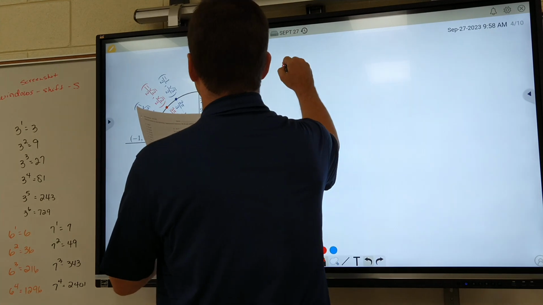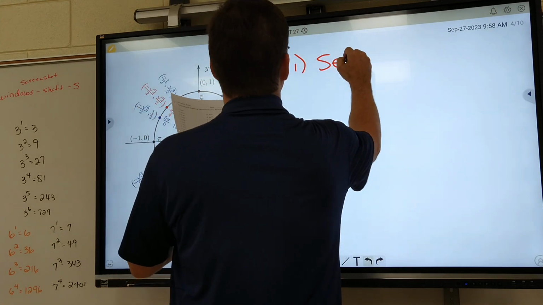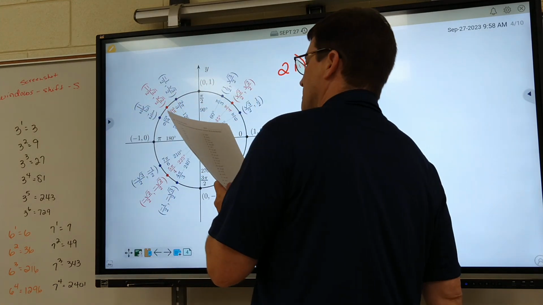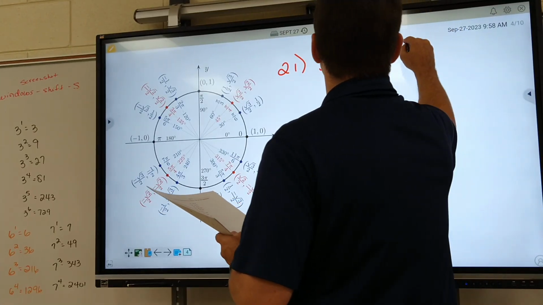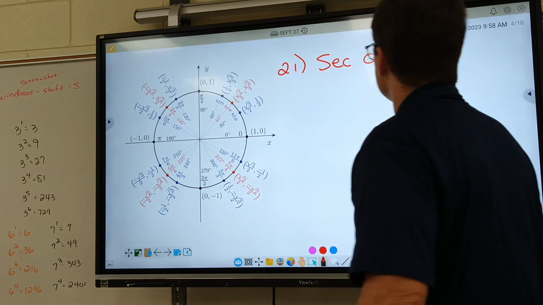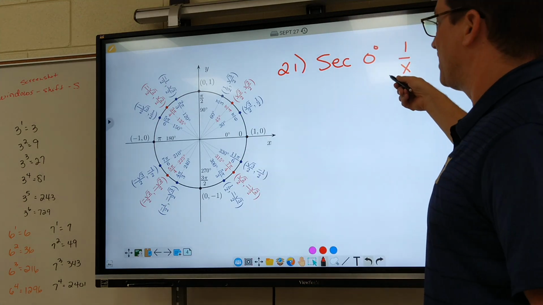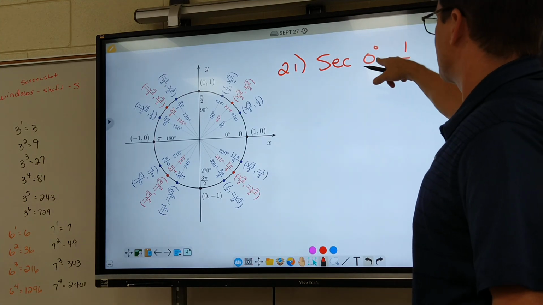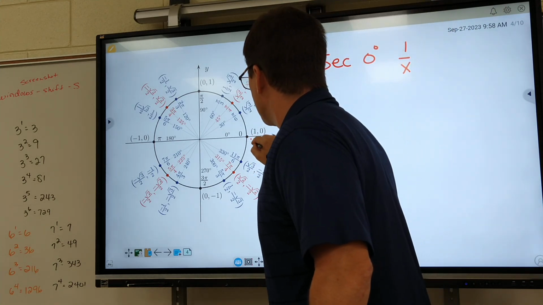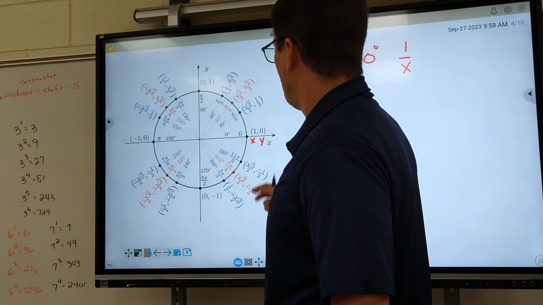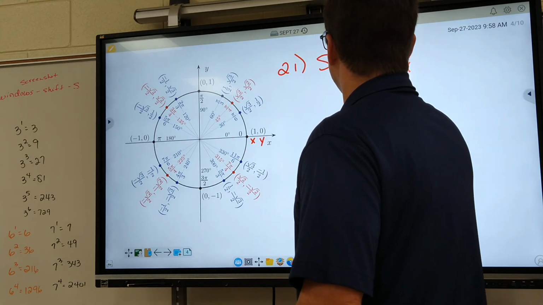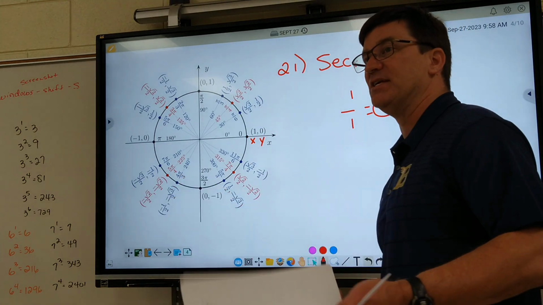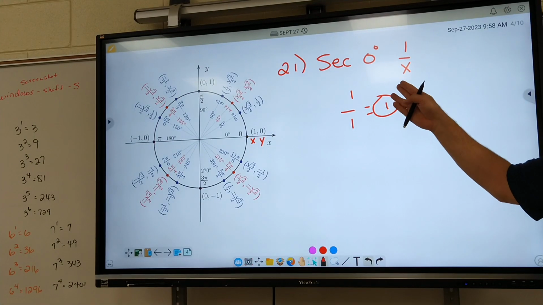Number 21 says secant of 0 degrees. All right, Samari, what's our new formula for secant? 1 over x. Very good. 1 over x. So look, guys, we're only going to use the x. They don't even want the y. You don't even need the y. So when you go to 0, 1's your x, 0's your y, right? You don't even have to use the 0. They only want you to put the 1 on the bottom. 1 over 1 equals 1. That one was easy. We didn't have to do a keep change flip on that.